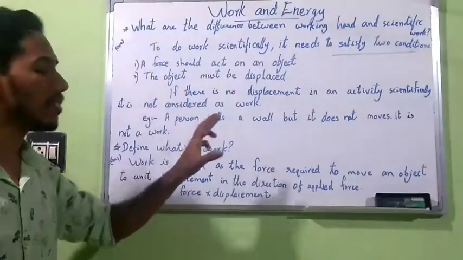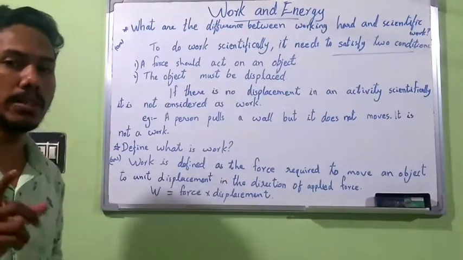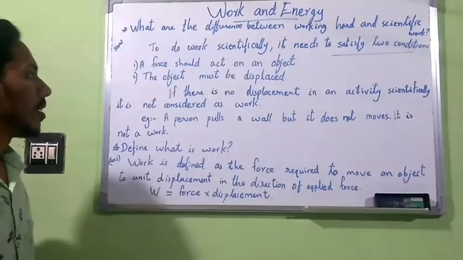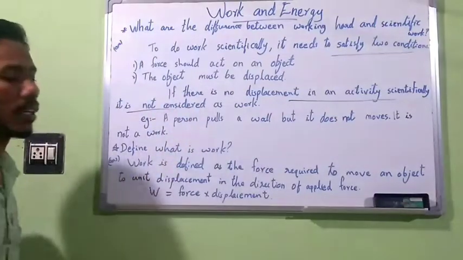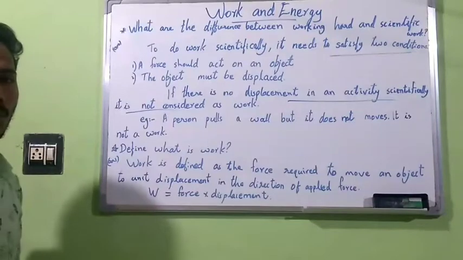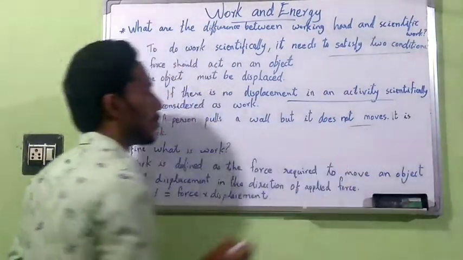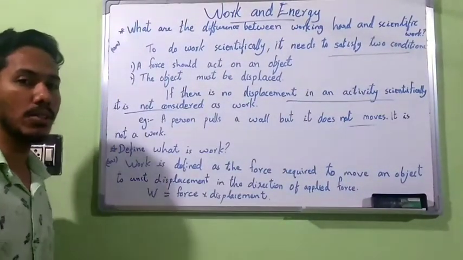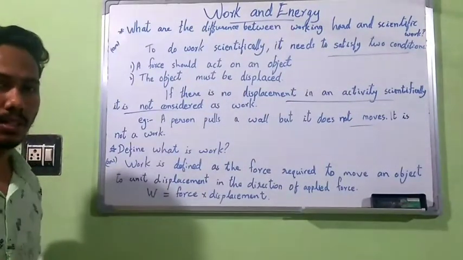To satisfy scientific work, the object must be displaced. These are the conditions. If there is no displacement in an activity, scientifically it is not considered as a work. The work is zero if there is no displacement. For example, a person pulls a wall but it doesn't move, then it is not a work. So if there is a displacement, then we can consider that as the work.